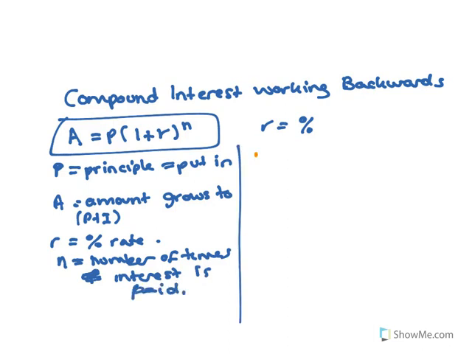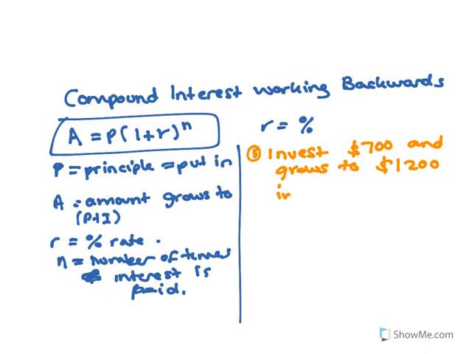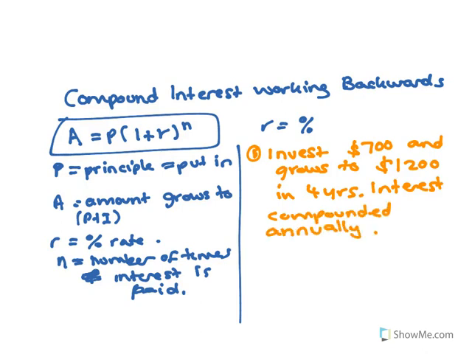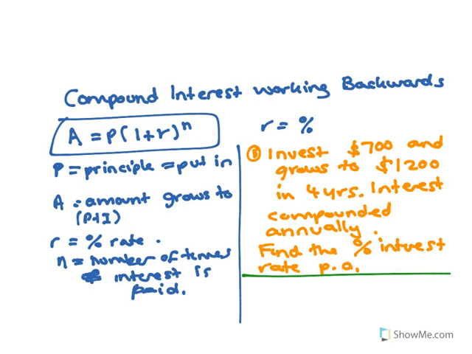So let's just say you invest $700 and it grows to $1,200 in 4 years. Interest is compounded annually. Okay. So what we're after here is the percentage interest rate per annum.